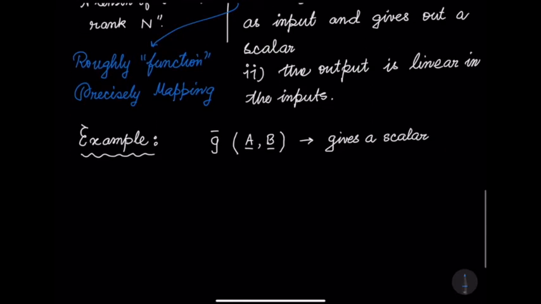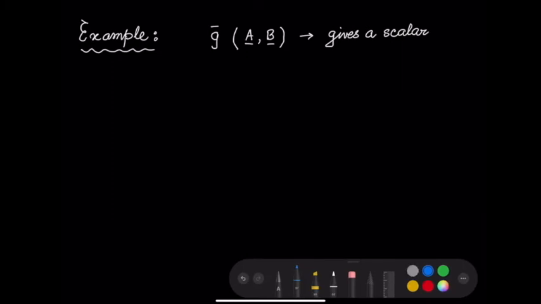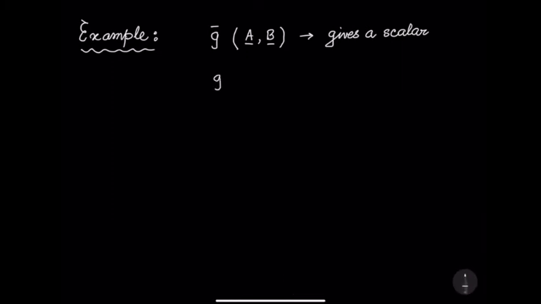And one such thing we have seen, the example of the dot product, is that I call this tensor G. It takes A and B and gives you back A dot B, which is the dot product, which is a scalar. Okay. Now that is fine. That is the first criterion. Does it satisfy the second criterion?